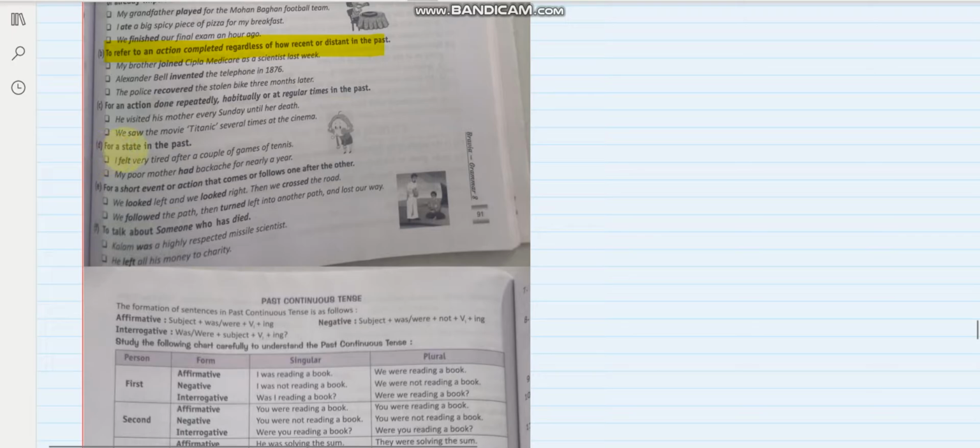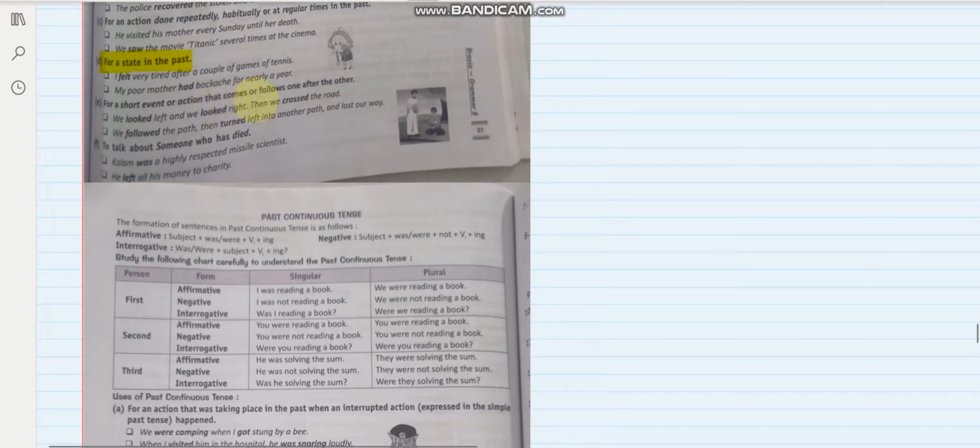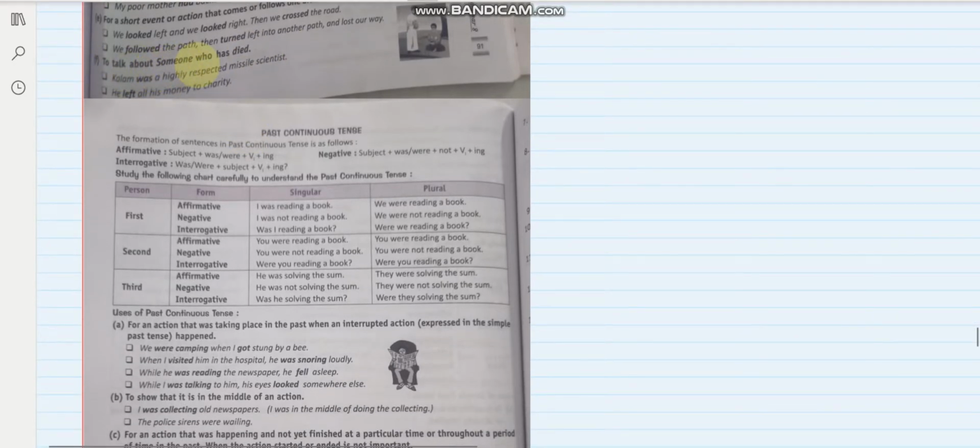The next one, for a state in the past. I felt very tired after a couple of games of tennis. Now, here we don't know anything about the time period or when it is happening, but we already know that it is somewhere in the past. For a short event or action that follows one after the other. Like we looked left and we looked right, then we crossed the road. So, one after the other, the actions are happening. To talk about someone who has died. Kalam was a highly respected missile scientist. So, this I hope you have understood.